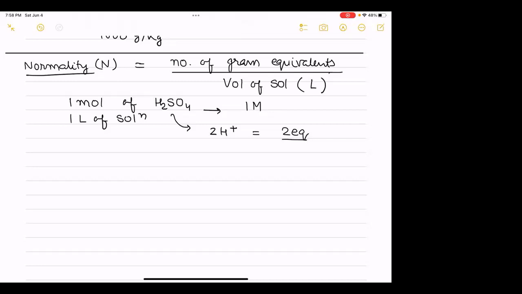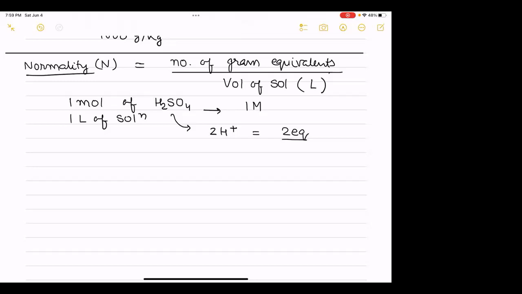But if we are using normality, it is very straightforward, because we are talking in terms of equivalents. Whatever solute we are putting in the solution, we are not counting its moles, we are counting its equivalents, and trying to say how many equivalents it is. So we are talking in terms of the actual things which go and do the reactions. So it is equivalence. I hope you understood.